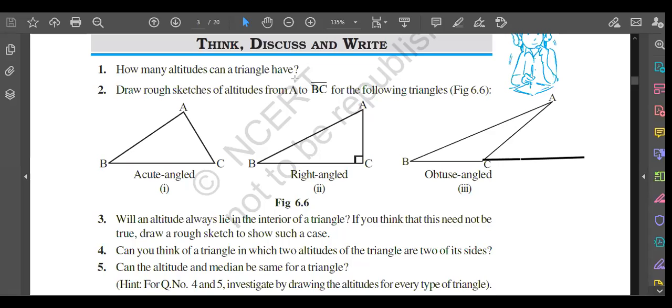Okay? Now tell me one thing. From A, draw perpendicular on BC. What is the meaning of perpendicular, Ragini? Tell me. Everyone, what's the meaning of perpendicular? 90 degree? 90 degree, very good. Right?